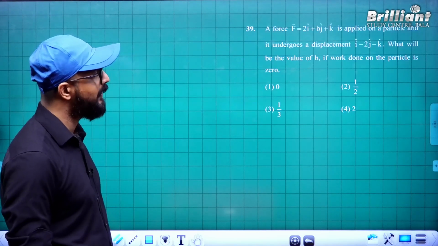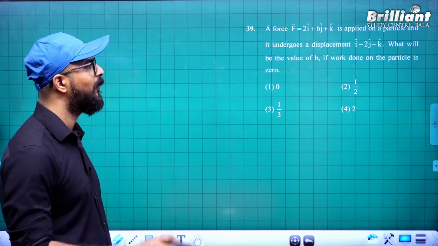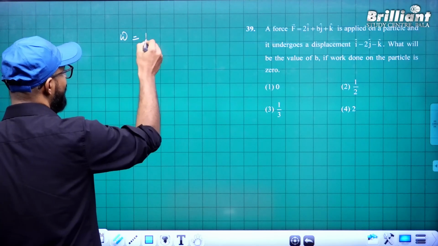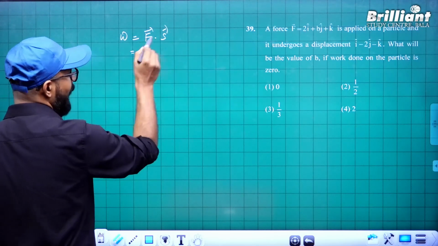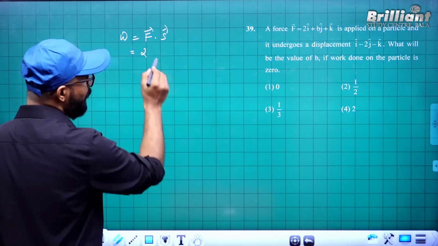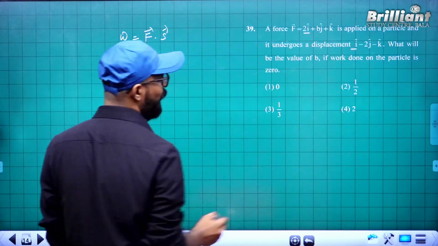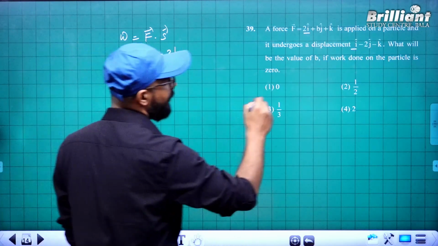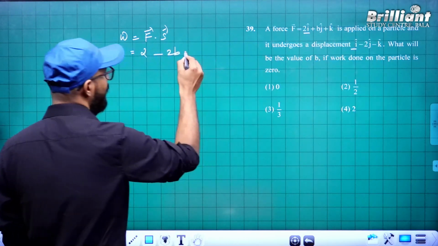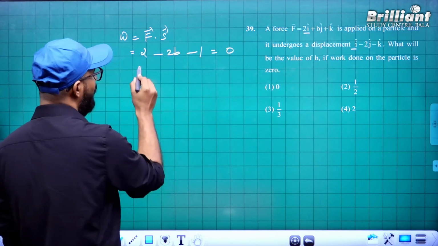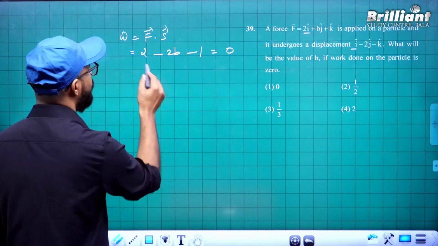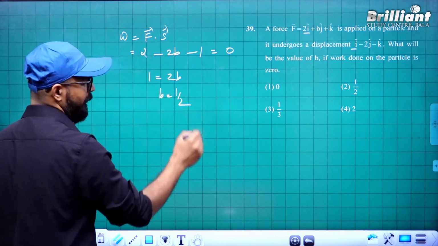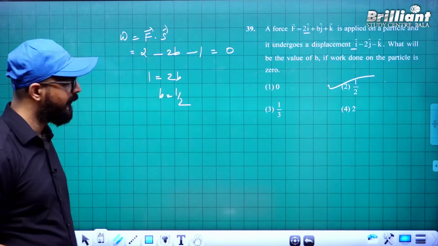Alright. Force is given, displacement is given. What will be the value of b if work done on the particle is 0? What is the work done on the particle? Work done is force into displacement. Take the dot product between them. You'll get 2 i cap, that will give you 2b, and minus 2, that will be minus 2b. 1 and minus 1, that is minus 1. This equal to 0. You end up getting 1 minus 2b, 1 is equal to 2b, b equal to half. Option 2. Clear? Next.